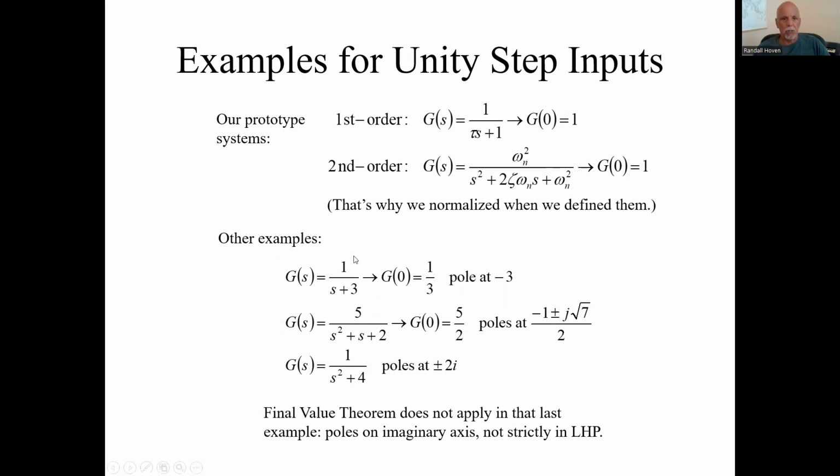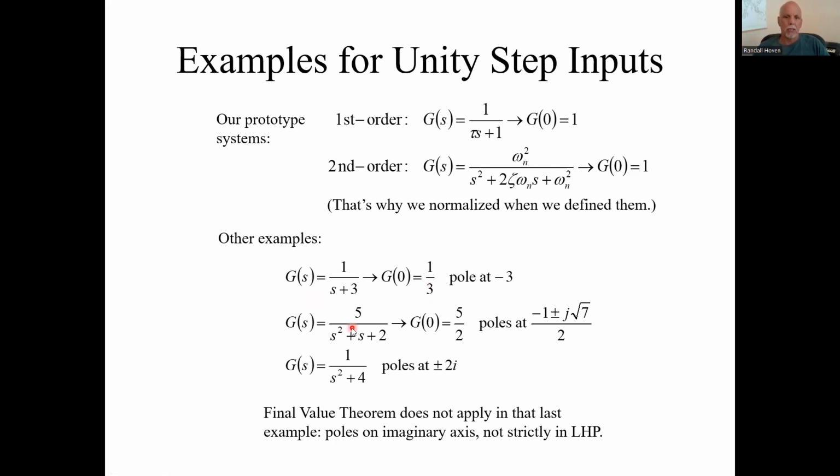How about some other examples? If these are the transfer functions. First, the poles have to be strictly in the left half plane. What are the poles of this? It has a single real pole at -3. s plus 3 equals 0. The root of that is s equals -3. So it qualifies. Plug in 0 for s, you get 1/3. Put a unit step into this system with this transfer function, in steady state it goes to 1/3.